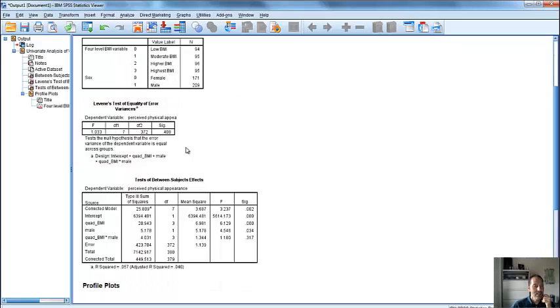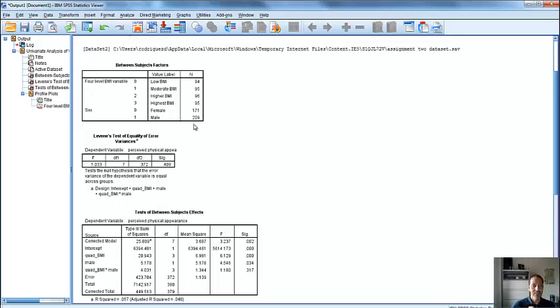Levene's test for equality of variance. In this case, now we have a lot of different groups. We don't just have 4 groups. We have 4 times 2 makes 8 different groups, right? There's each of the BMI levels for males and females. So there's male versus female, and there's 4 in each, 4 levels of BMI. So 4 times 2 is 8.